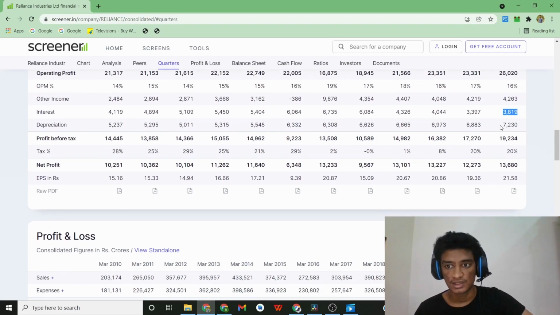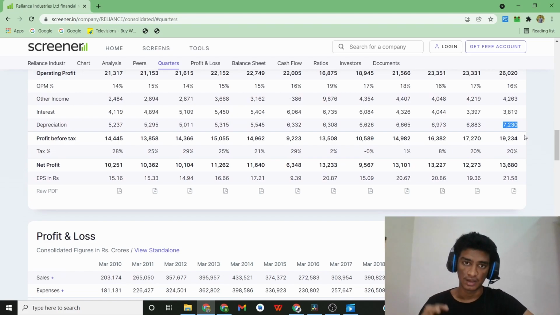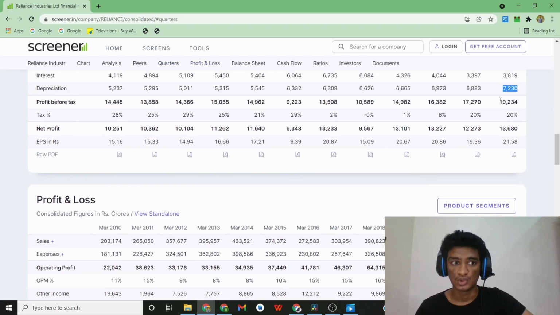Then you have depreciation. So all the fixed assets that a company owns, if it loses value over time, you got to consider that, and that is what we call depreciation. Then you have profit before tax. So here you can see 19,000 crores is what the company made as profit before tax. When you deduct the tax, what is left is what you call net profit. Net profit is a very important factor that we need to consider. And when you divide your net profit by your total outstanding shares, what you get is your EPS, and higher the EPS, better it is for the company and your investors.